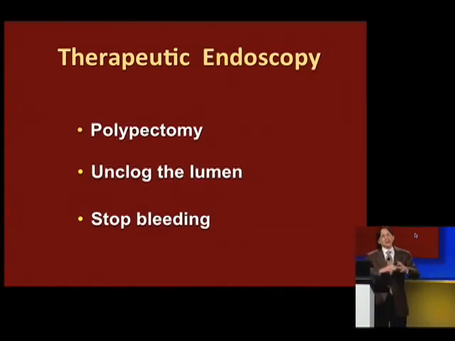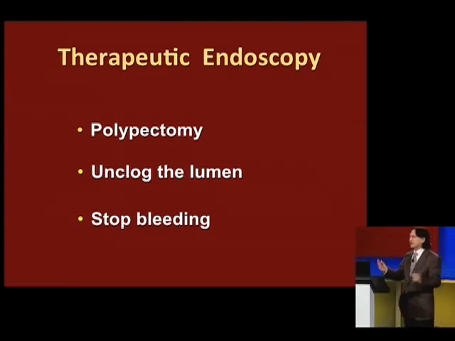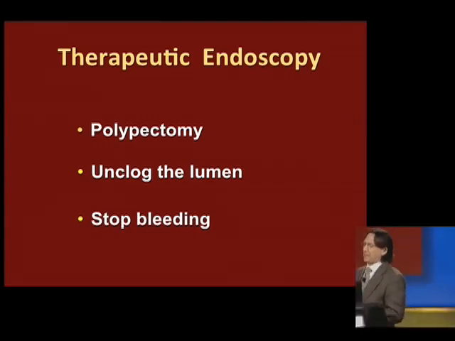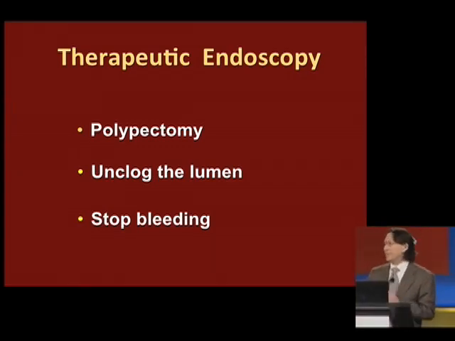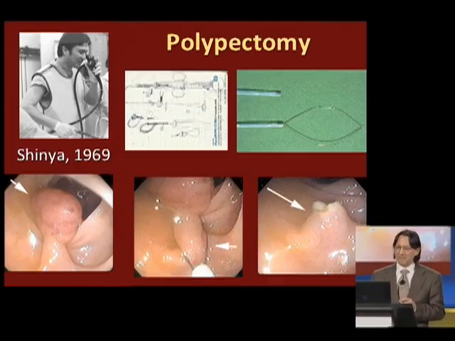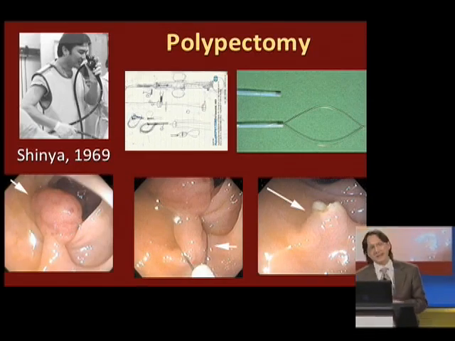And we can actually group this array of therapeutic interventions into three categories. And the first is polypectomy. The second is unclogging the lumen. And the third is stopping bleeding. Now let's start with polypectomy.